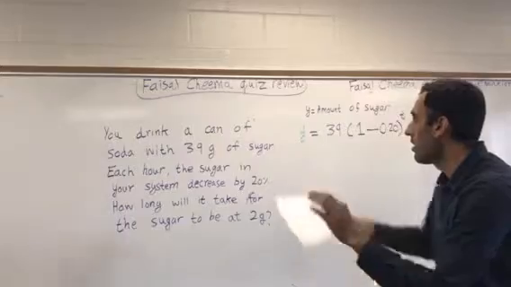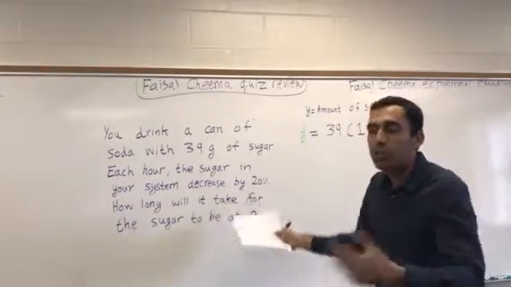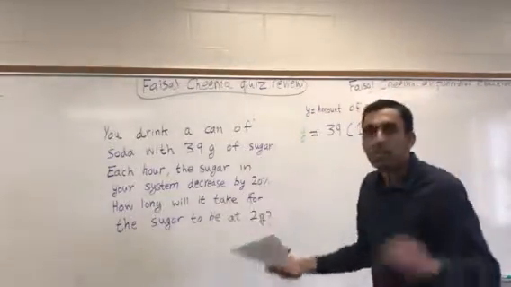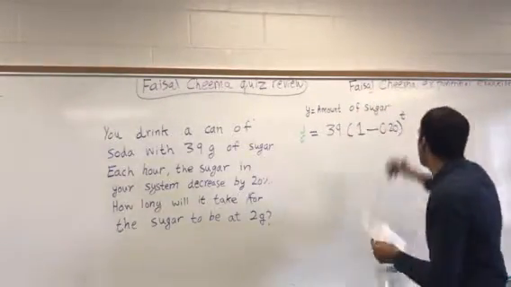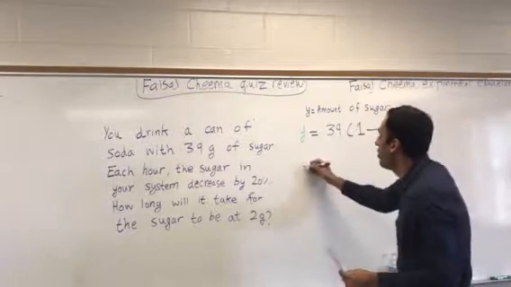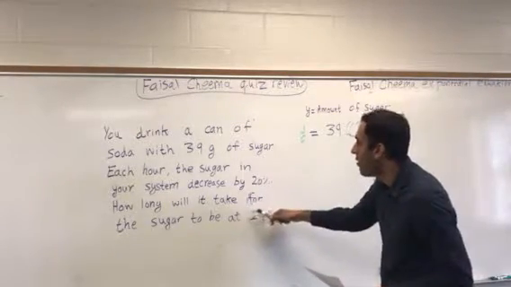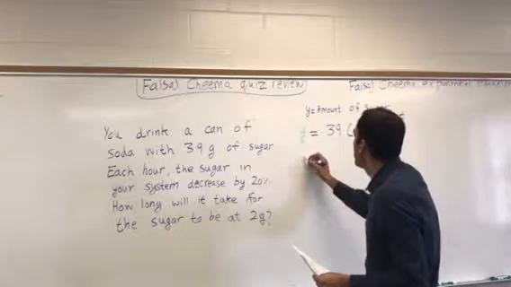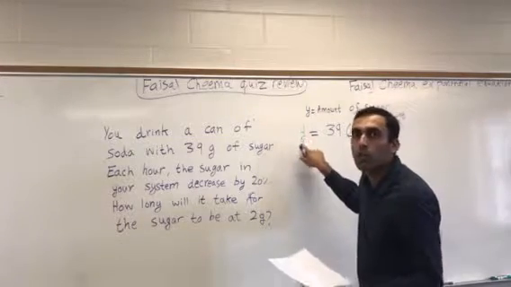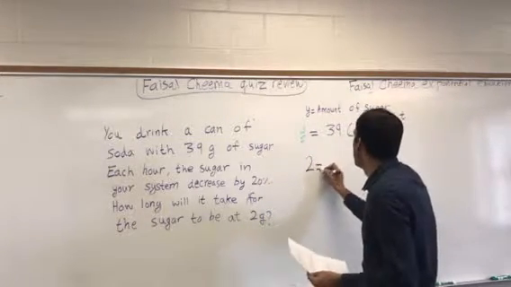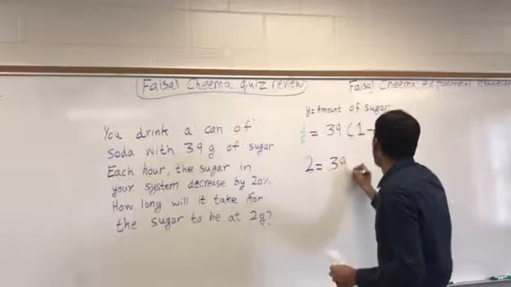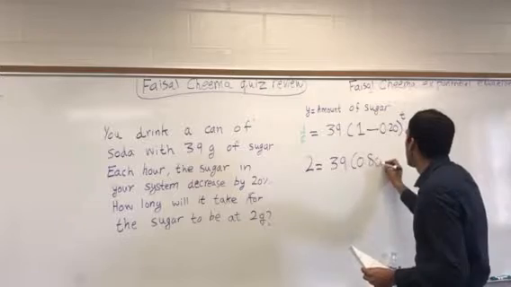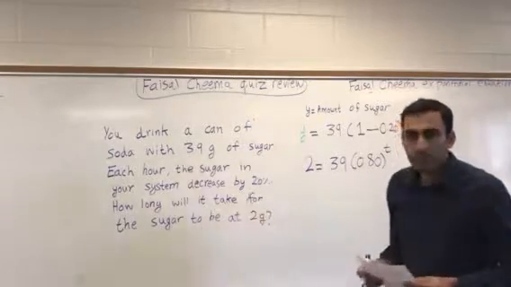If they said the sugar is decreased by 2 grams every hour, and they didn't say anything about percentage, then it would be a linear function. In this case, you'll need that exponent. So now, what's the question asking? How long will it take for the sugar to be at 2 grams? So how long will it take for your y to be at 2 grams? 2 equals 39 times 1 minus 0.20, that will give you 0.80 to the power of t.